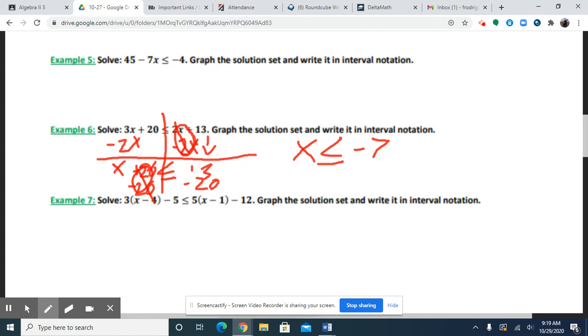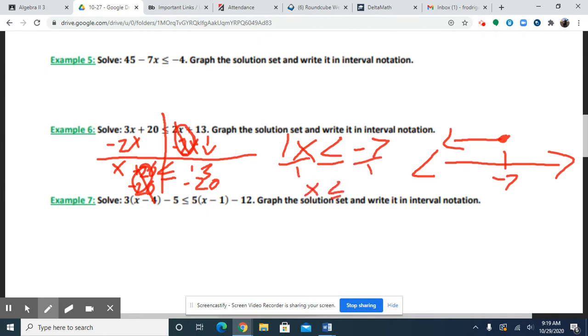Now, when graphing this, we have negative 7. It's a closed circle. It's going to be everything less than negative 7. Now, we didn't divide here because we were already left with 1x, but we could have divided still by 1, and the answer would have been the same. x is less than or equal to negative 7.